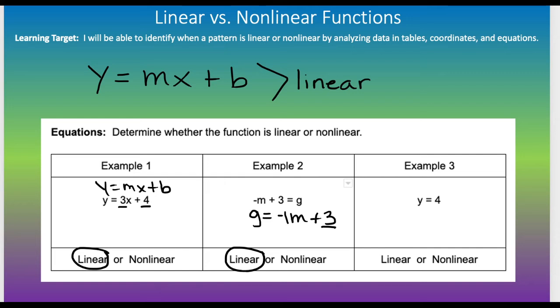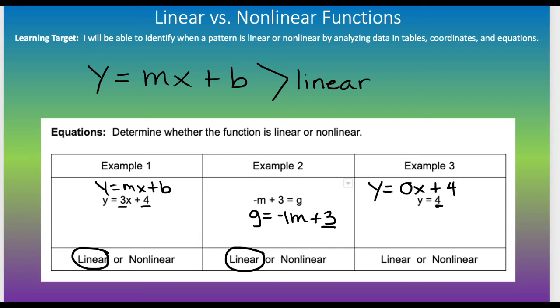Example 3 is a little tricky because you don't see that variable x. And so you might jump to the conclusion that this is not linear. However, let me go ahead and rewrite it in this form, 0x plus 4. The reason I'm doing this is because I want to show you that when you have an equation that's just y equals a number, this is actually an example of a horizontal line that crosses the y-axis at 4, okay?